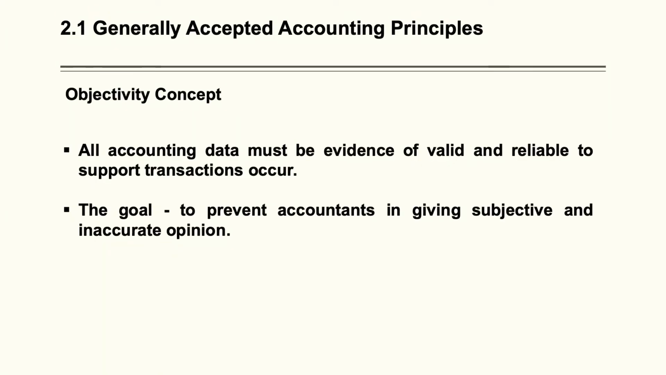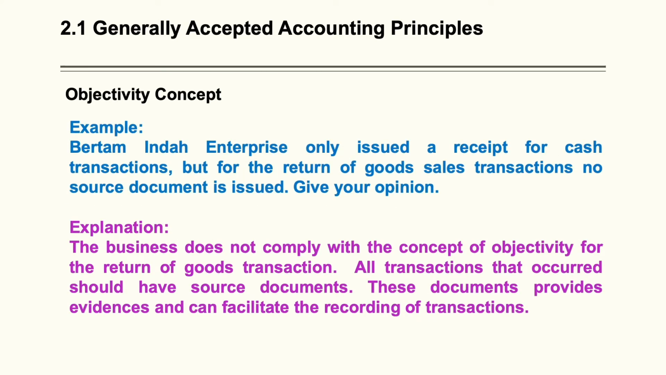Now we go into the second last concept, that is the objectivity concept. According to this concept, all the accounting data must have valid and reliable evidence to support all the transactions that occur. So the main objective or goal is to prevent accountants from giving subjective and inaccurate opinions. So let's look at the example. Batam Indah Enterprise only issues a receipt for cash transactions. But for the returns of goods, sales transaction, no source document is issued. So can they do that? Please give your opinion.